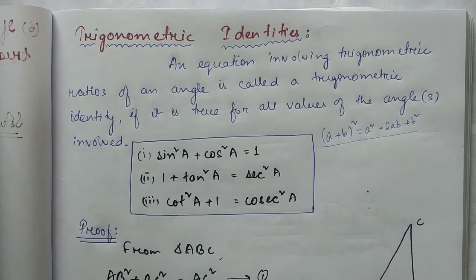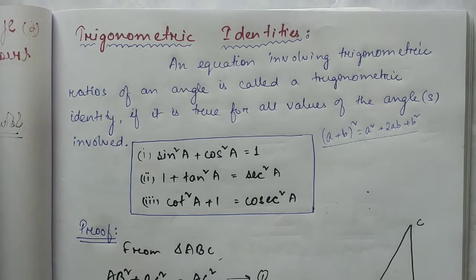Hello guys, welcome to the 7th part of the chapter 8, that is Introduction to Trigonometry. In this video I'm going to teach you the basic 3 trigonometric identities, their proof and their use in the last exercise of chapter 8, that is 8.4.